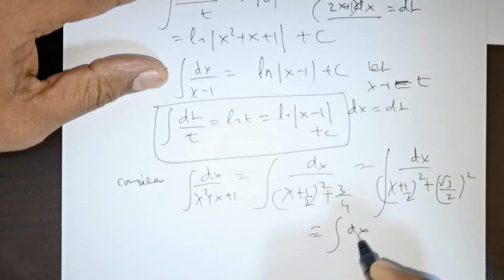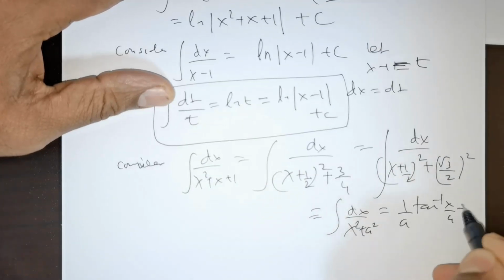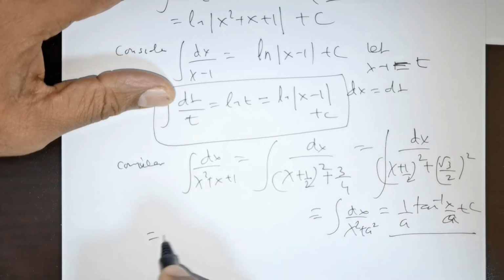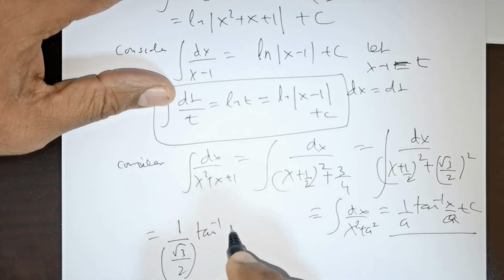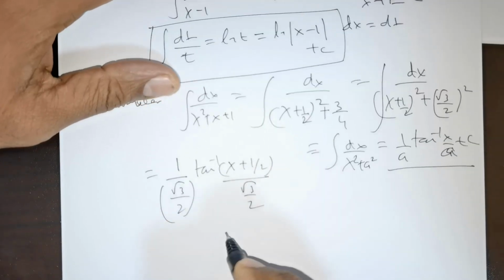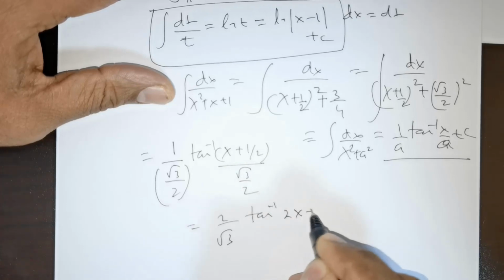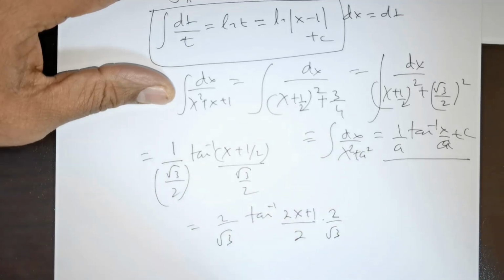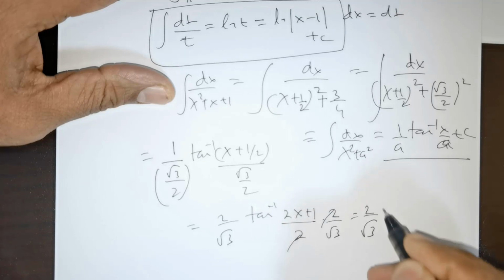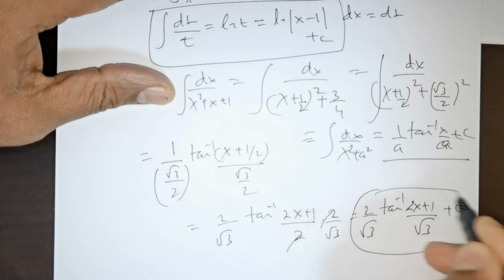Now this is similar to the integral of dx over x squared plus a squared, which is nothing but 1 over a tan inverse of x over a. Utilizing this, it's going to be 1 over a times tan inverse of x over a. A is this, so you have to rewrite this. This is 2 over root 3 tan inverse of (2x plus 1) divided by 2. You flip this, you get 2 over root 3, and then the 2 gets cancelled. So this is going to be 2 over root 3 tan inverse of (2x plus 1) divided by root 3 plus c. So this is what you've got.